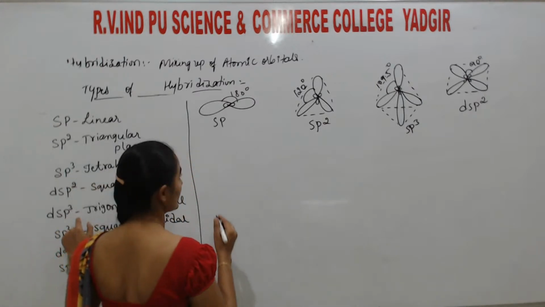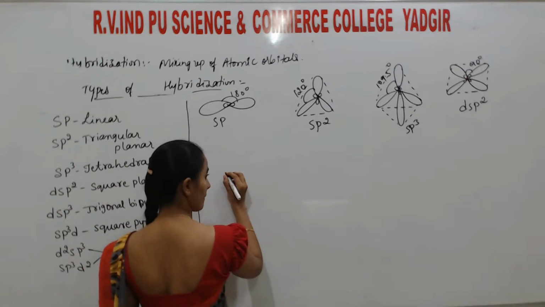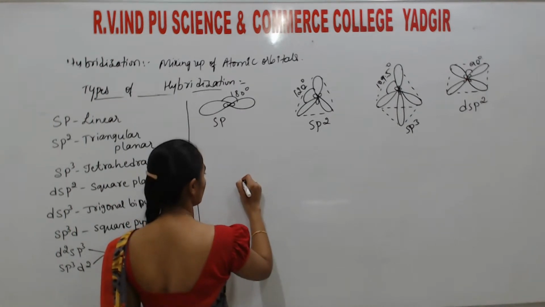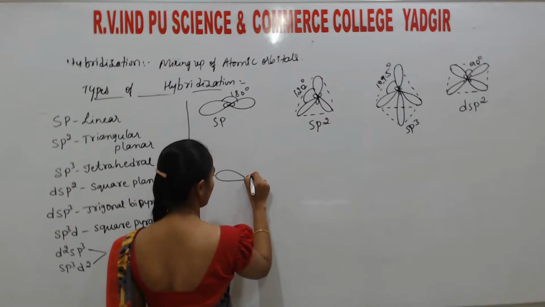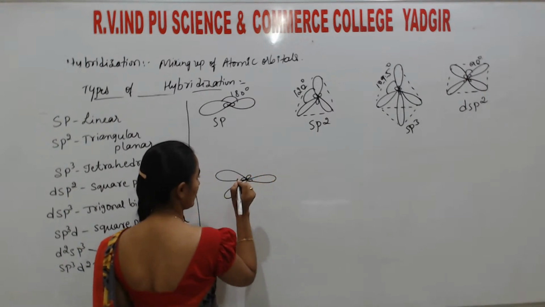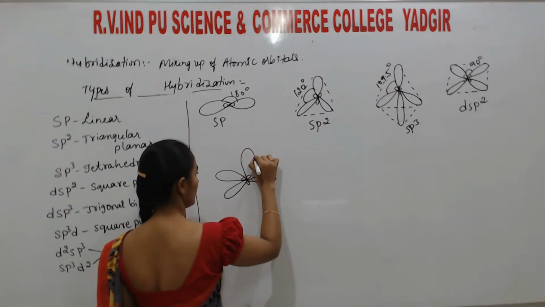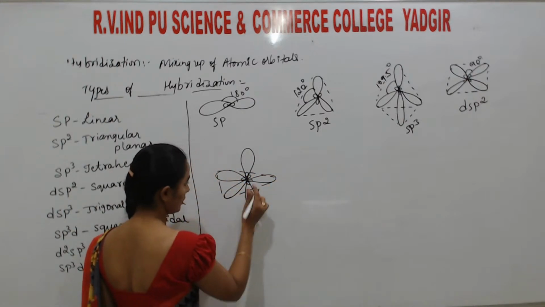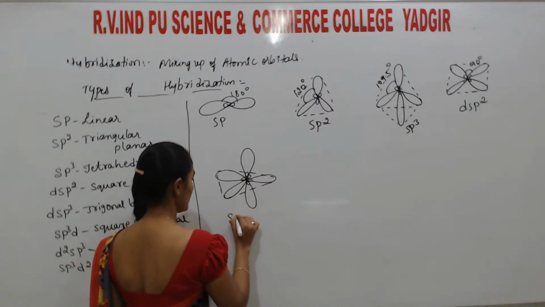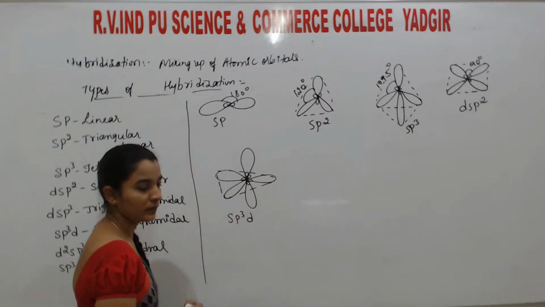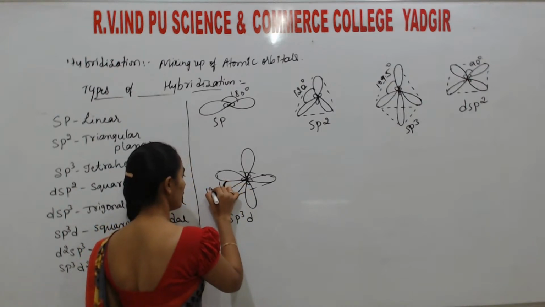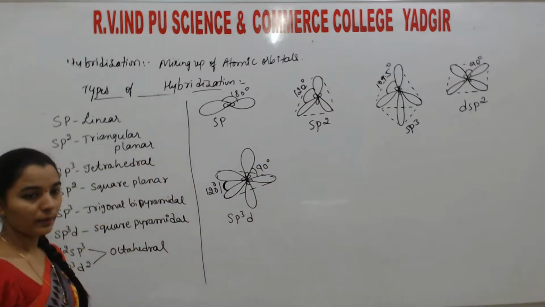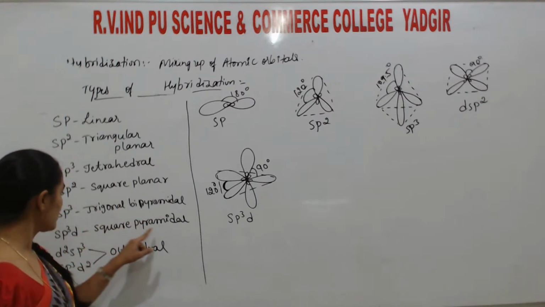Next one is dsp3. This one is the structure. This one is a triangle, this one is a pyramid. That is sp3d. Here the bond angle is 120 degrees, and the bond angle here is 90 degrees. This is trigonal bipyramidal.